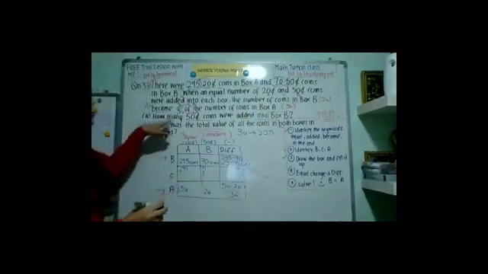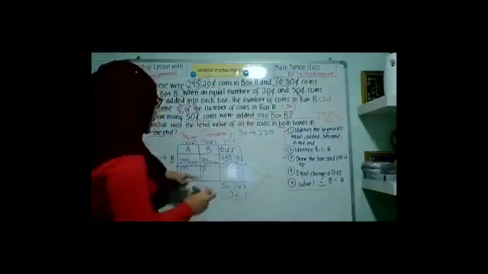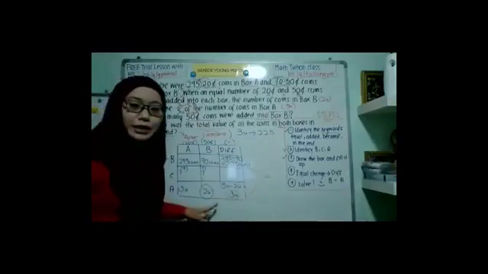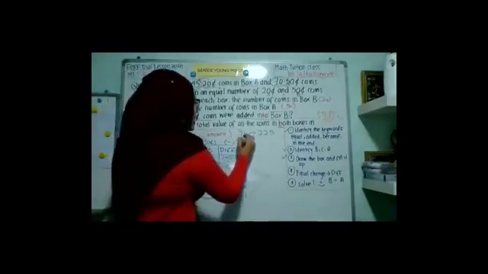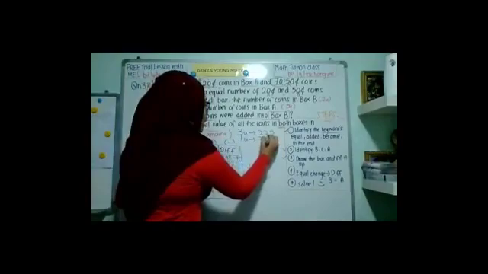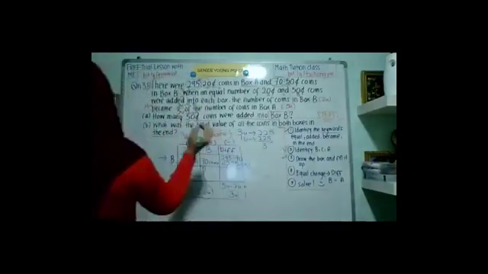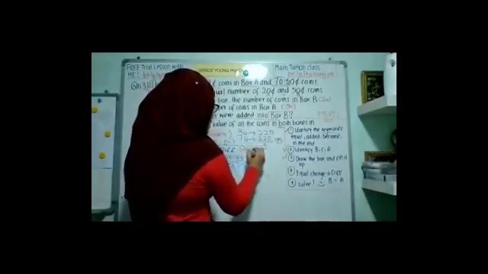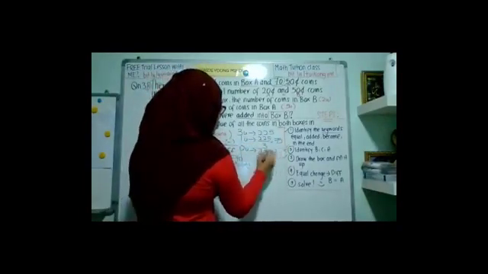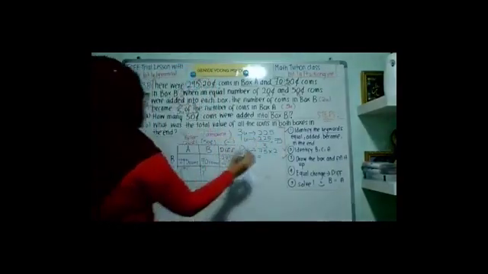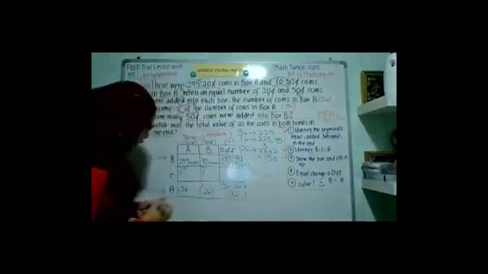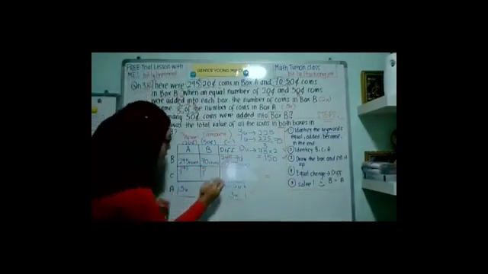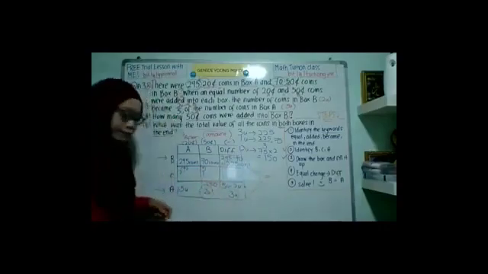Let's look at question A. How many 50-cent coins were added into box B? I want to know here. So how many units do I want to find for box B? In this case, 2 units, right? So find 1 unit, that will give me 225 over 3. That will give me 75. So 2 units is 75 times 2, will give me 150. So this is the number of 50-cent coins that we have here in box B.